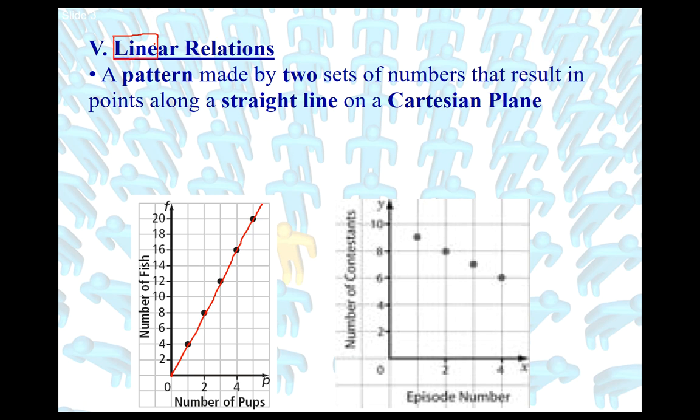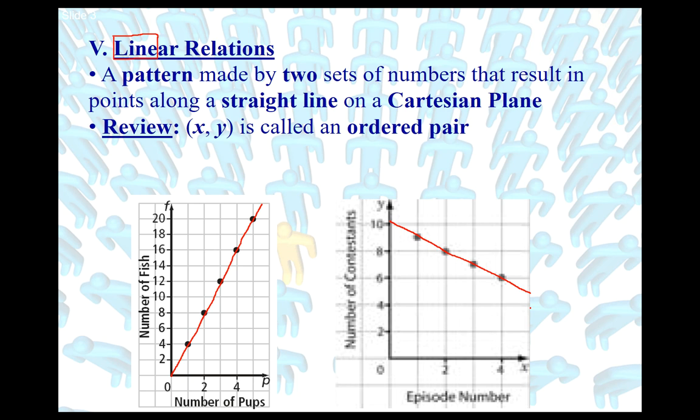Here's another one, an absolutely horrible resolution. Again, if you plot the data based on a pattern formed from the two sets of numbers, if you can put a straight line through the data, then it is a linear relation. So let's see how well I can do this. I guess that's acceptable.